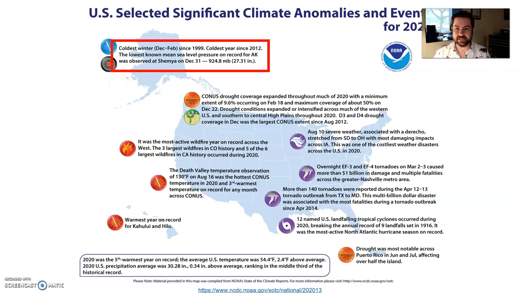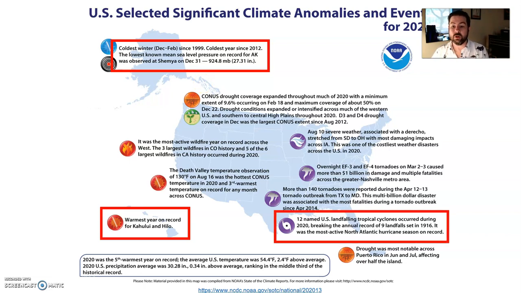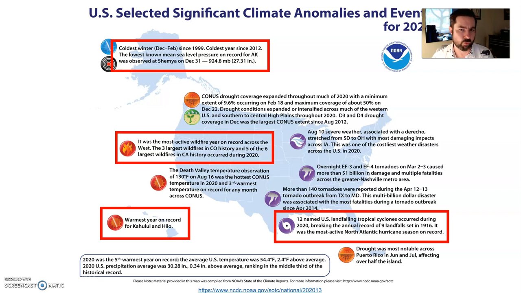Looking at some significant climate anomalies. These are things that are weird. It was the coldest winter since 1999. But in other places, you get the warmest year on record in Hawaii. You also get the wettest hurricane season, the wettest the southeast has seen. But yet the west is the driest it's ever been, with the most wildfires.